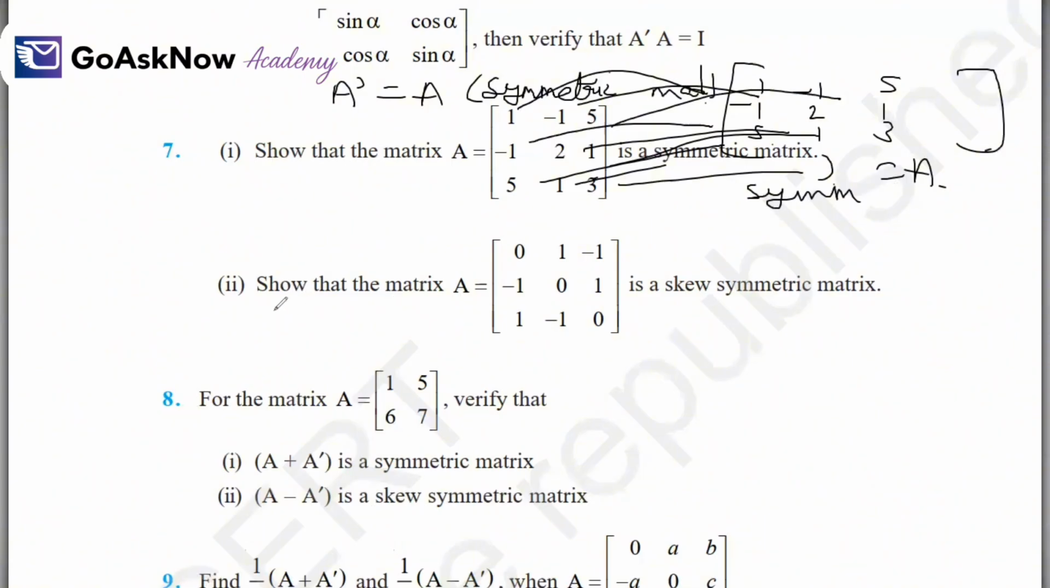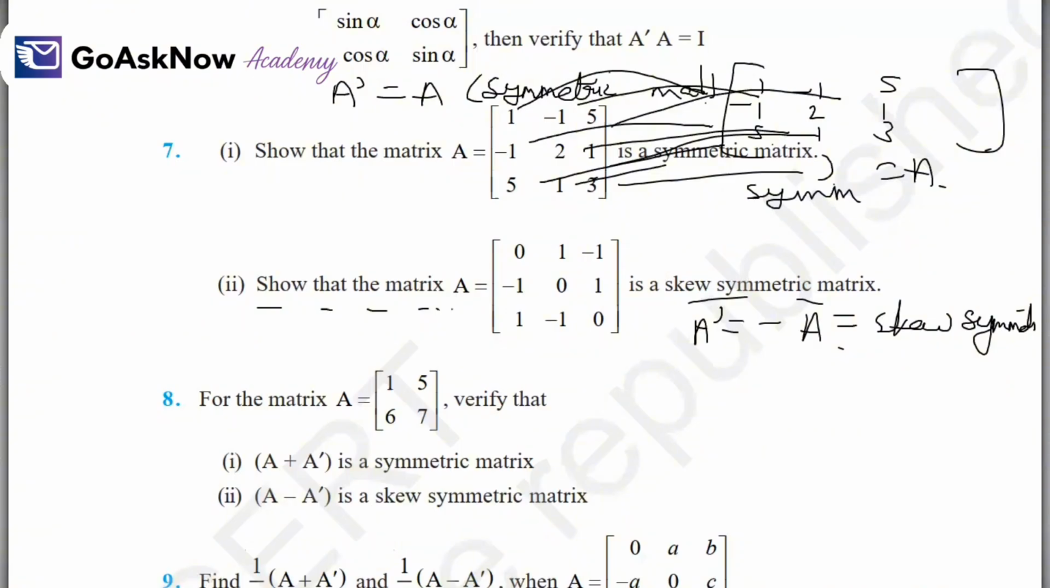Similarly, the second example is telling us to show that the matrix is skew symmetric. So you have to find out here what? A dash only, and it will come equal to minus of A. So this will show that this is a skew symmetric. Okay. I hope that you can solve it by yourself, and I leave it for you because it is a simple one and you can refer to the previous lecture also, because I have already clearly mentioned what is a symmetric and what is a skew symmetric matrix.